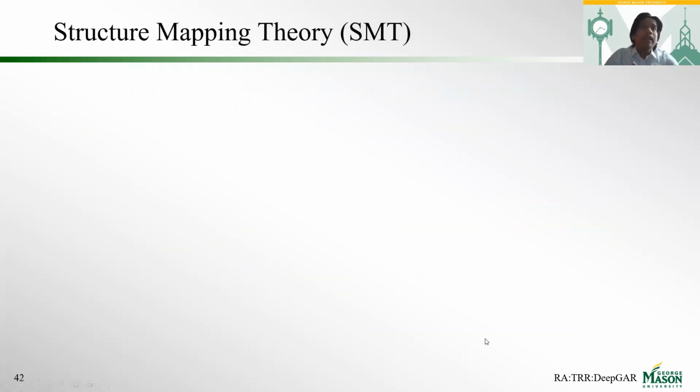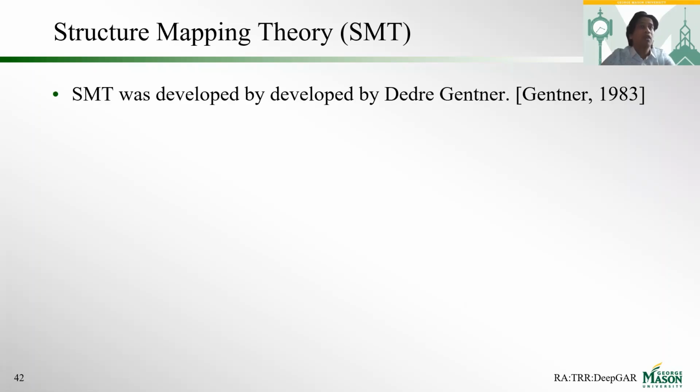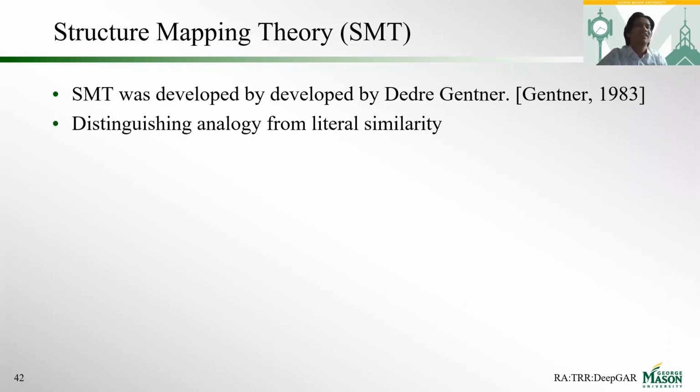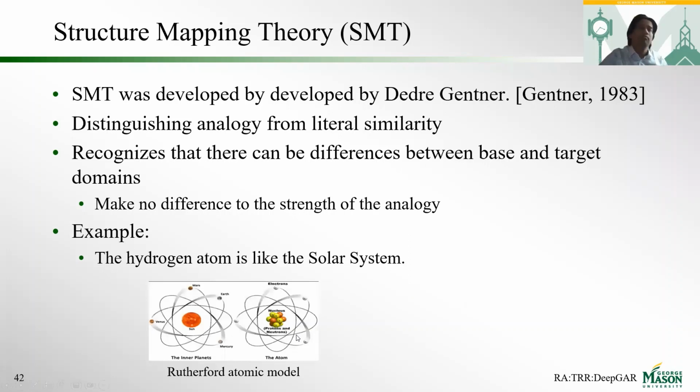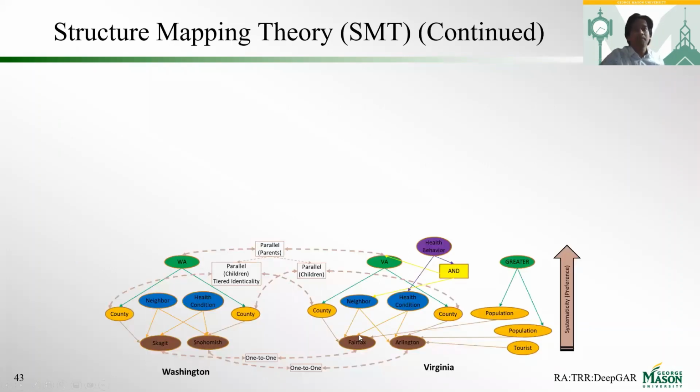Now, structural mapping theory, how you can implement this analogical reasoning. We understand the main concept of analogical reasoning, but how can we do that? So there comes structural mapping theory. SMT was developed by Dedre Gentner, yes. And it actually distinguishes analogy from literal similarity. It recognizes that there can be differences between base and target. It's okay to have different domains, and that makes no difference to the strength of the analogy. For example, the popular example, the Rutherford atomic model, right? But we are going to use the same concept here for Washington and Virginia.